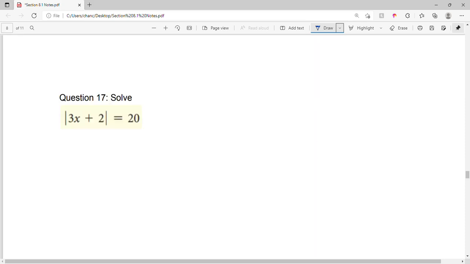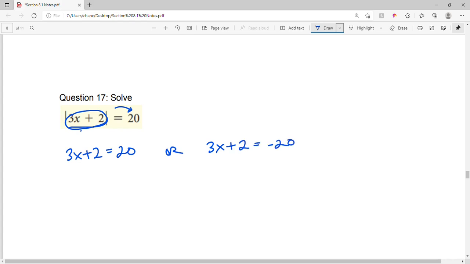Question 17. Try this one on your own. Break it up into two equations. Now to do this problem, I'm going to take the argument, whatever's inside the parentheses, and I'm going to set it equal to 20. 3x plus 2 equals 20. Because if I take the absolute value of 20, well the distance is equal to 20. Or the inside, or the argument, could be equal to negative 20, and the distance will still be equal to 20. Again, we have two equations. So set the argument, or the stuff on the inside, equal to 20, or negative 20.